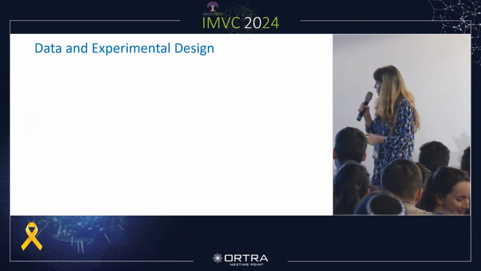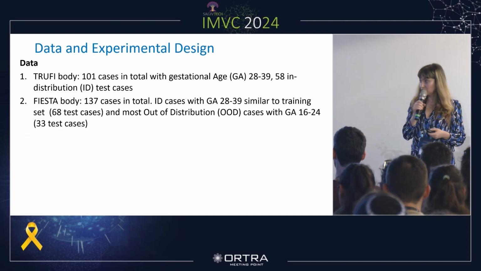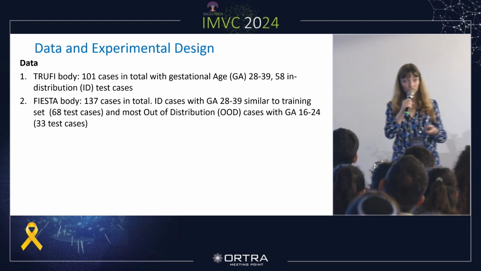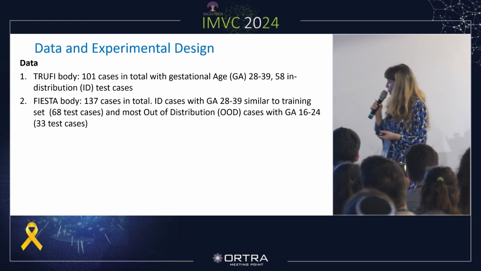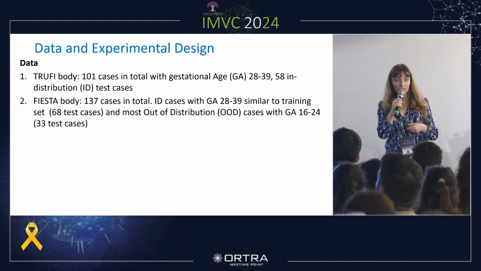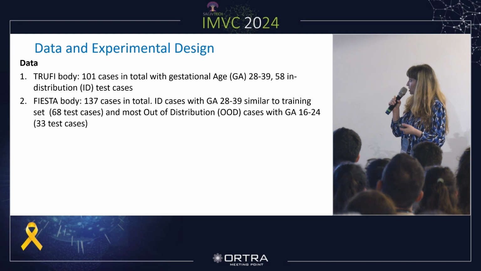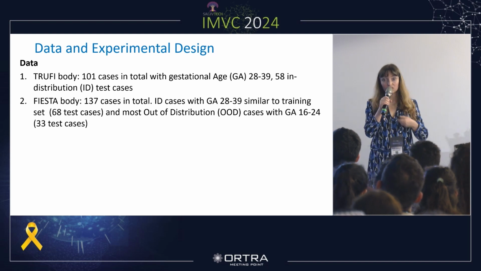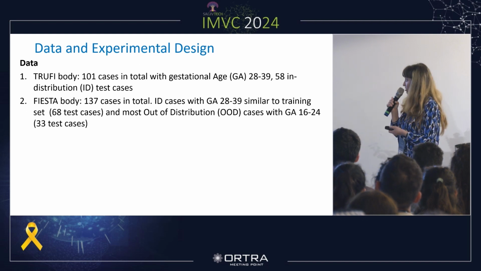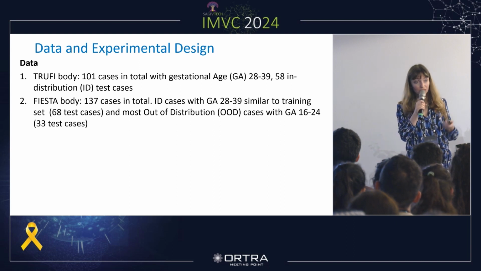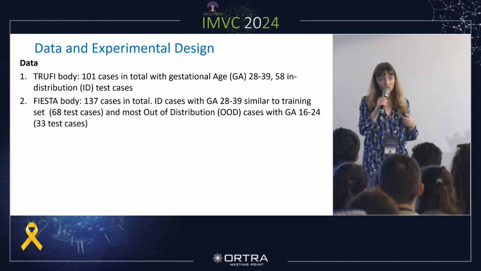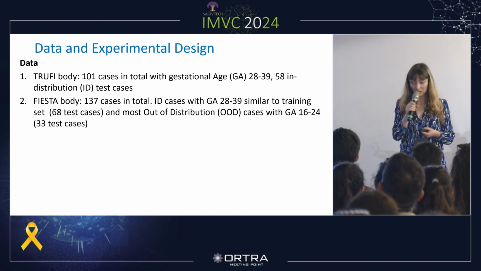Okay, so in terms of the design of the experiments, we performed segmentation of the fetal body for the TRUFI and FIESTA sequences. For the TRUFI sequence, we had in-distribution data, which means large fetuses with gestational age between 28 and 39 weeks. This is the data that we used for the training set, and also in the test set we had large fetuses. For the FIESTA body, we again had the in-distribution data of large fetuses, but we also had small fetuses. So we also had out-of-distribution data there.